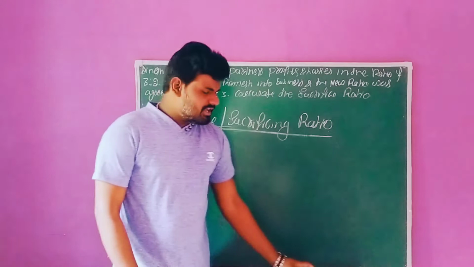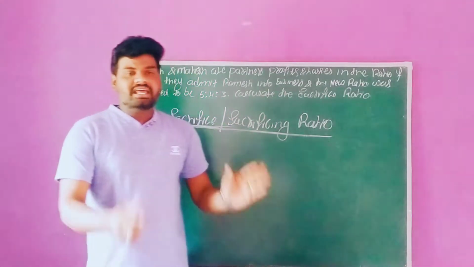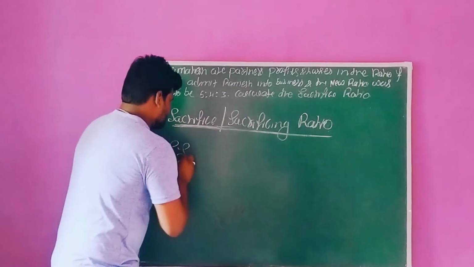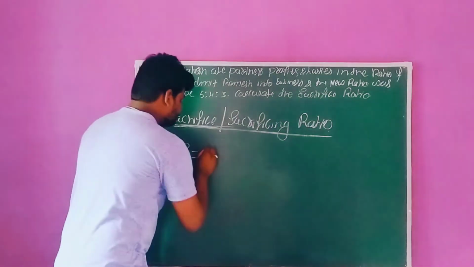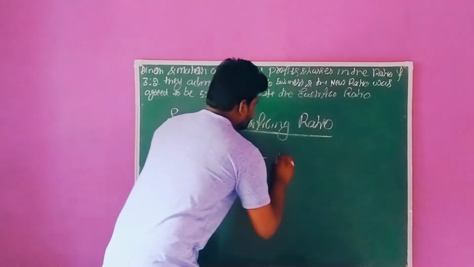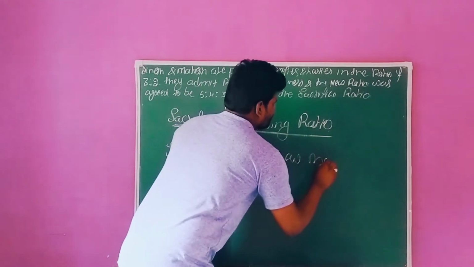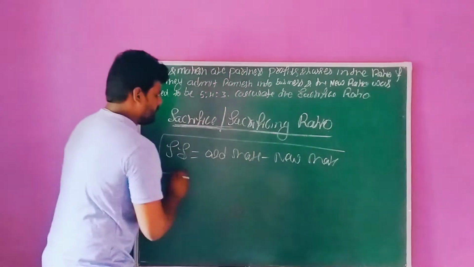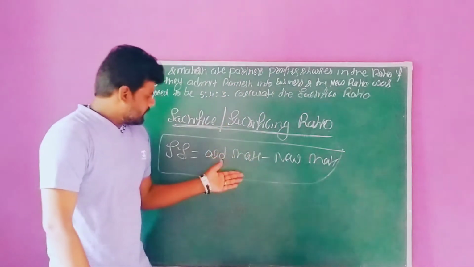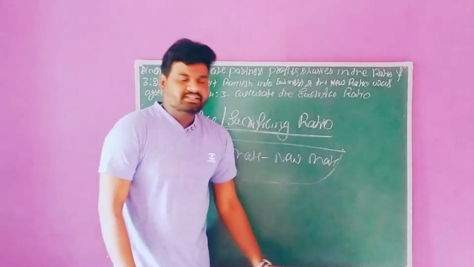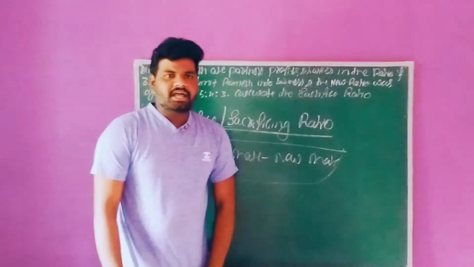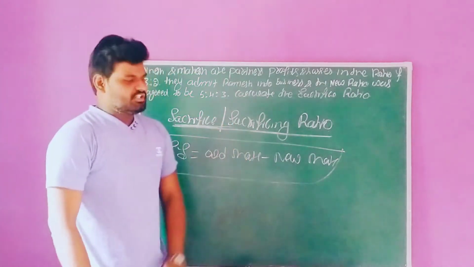For the calculation of sacrifice ratio, there is a formula. Sacrifice share equals old share minus new share. This is the formula for the calculation of sacrifice ratio. By using this formula, we can easily ascertain the sacrifice ratio. So now we will solve one question related to the 6 mark question.